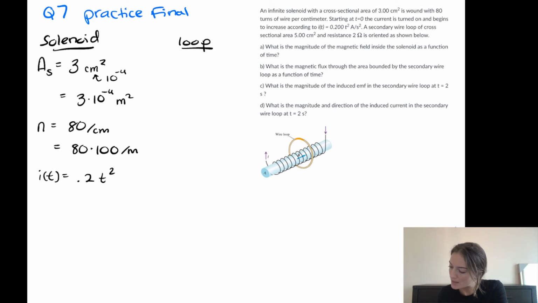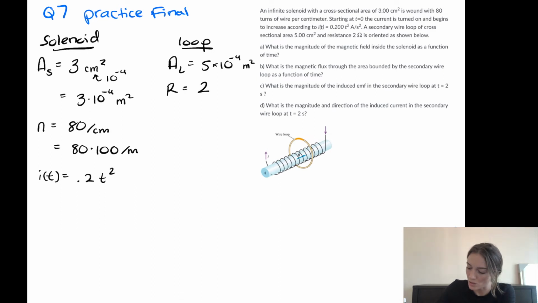And then we have a secondary wire loop of cross-sectional area 5 centimeters squared. So the area of the loop is 5 times 10 to the negative 4 meters squared. And its resistance is 2 ohms. So the resistance of this loop is 2 ohms. Okay, now I have everything, and everything's clear.